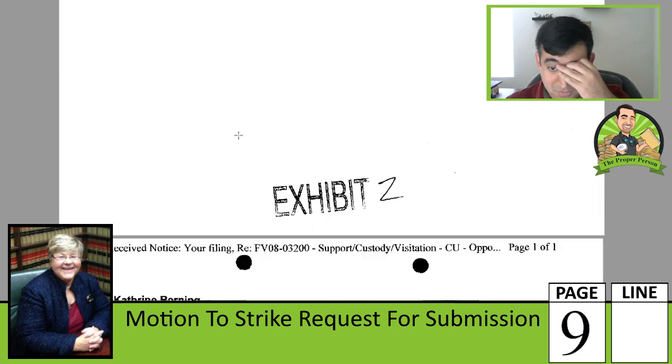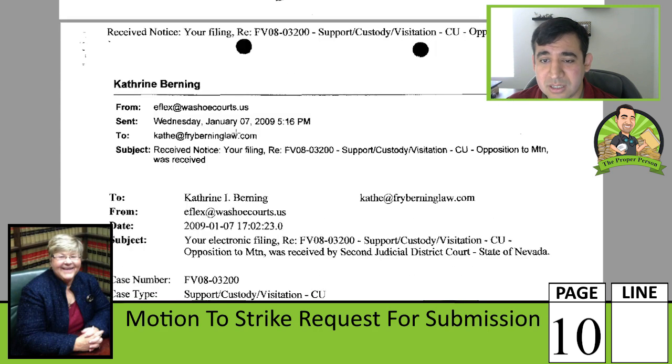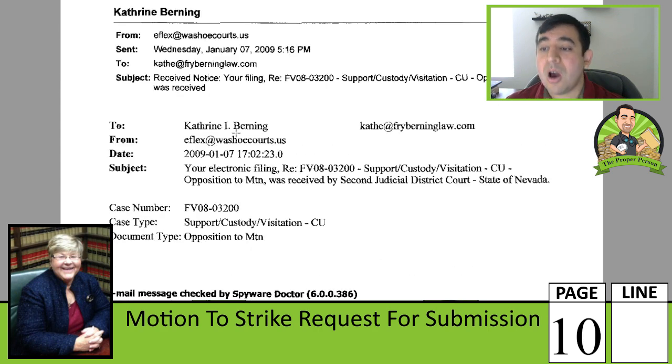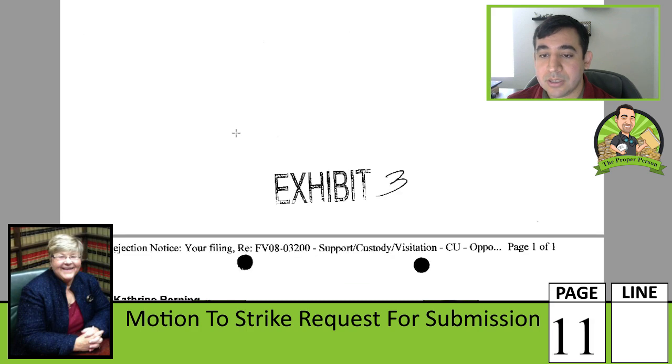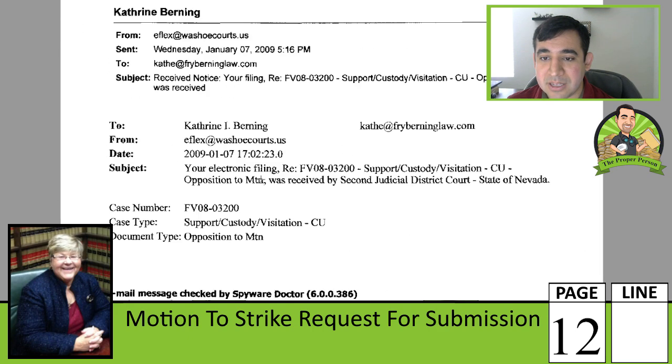Exhibit 2. This is a rejection notice. The document was rejected. Wait, no. This is not a rejection notice. This is a received. Okay, so this is the notice that she filed her opposition and it was received by the electronic system. So the first notice was her notification of my filing. This notice is her notification of her own filing. Exhibit 3. This is the notification of the rejection of her filing. So she's including this to let the court know that she tried to file it on, let me scroll back up for a second. She tried to file it on the 7th of July, as she indicated.